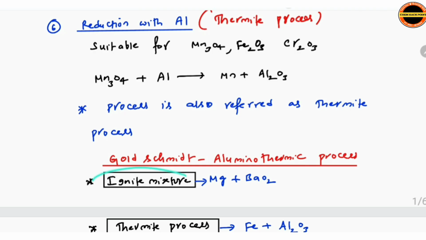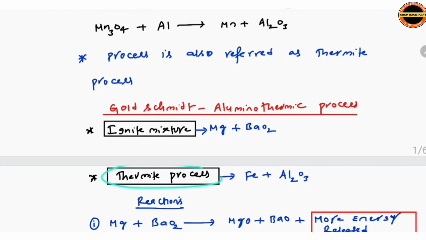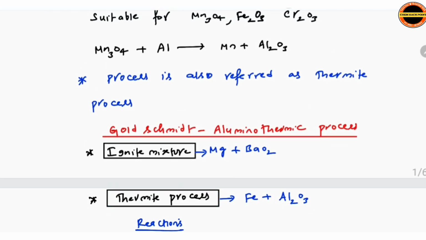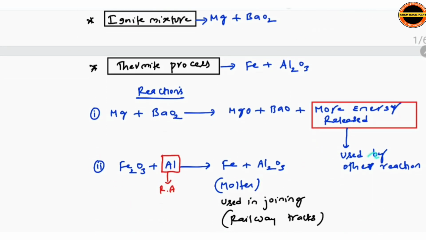Here there is an ignite mixture, which is a mixture of magnesium plus barium peroxide, referred to as the ignite mixture. The thermite mixture is iron oxide plus aluminum. First, the ignite mixture reaction occurs and a large amount of heat energy is released. The same heat energy is used by the other reaction: this heat energy is utilized by the reaction in which Fe2O3 is reduced by aluminum, giving iron plus Al2O3.